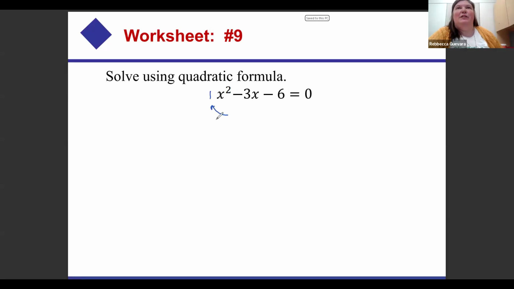Just a reminder, that's a 1 there. So A would be equal to 1. B would be -3. And our C would be the -6. So if we want to have our solutions, it's already set equal to 0, so I can do this. Always make sure it's set equal to 0 first.